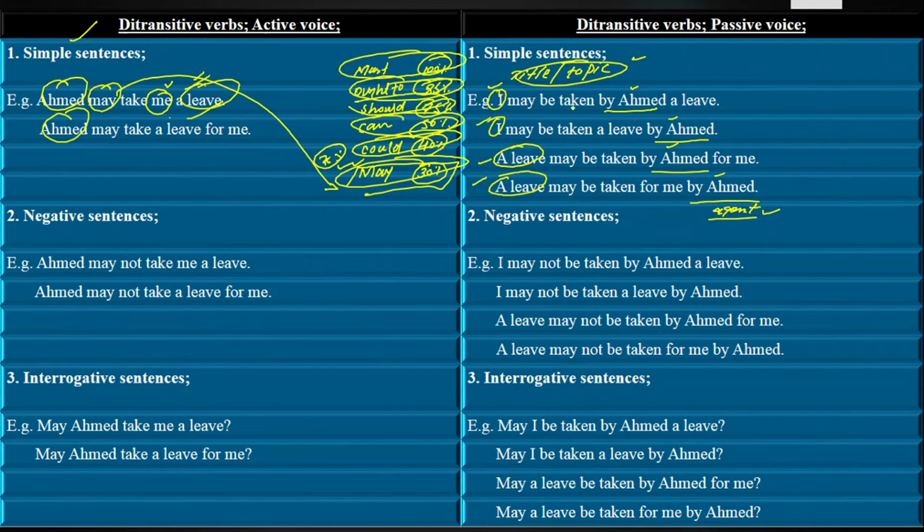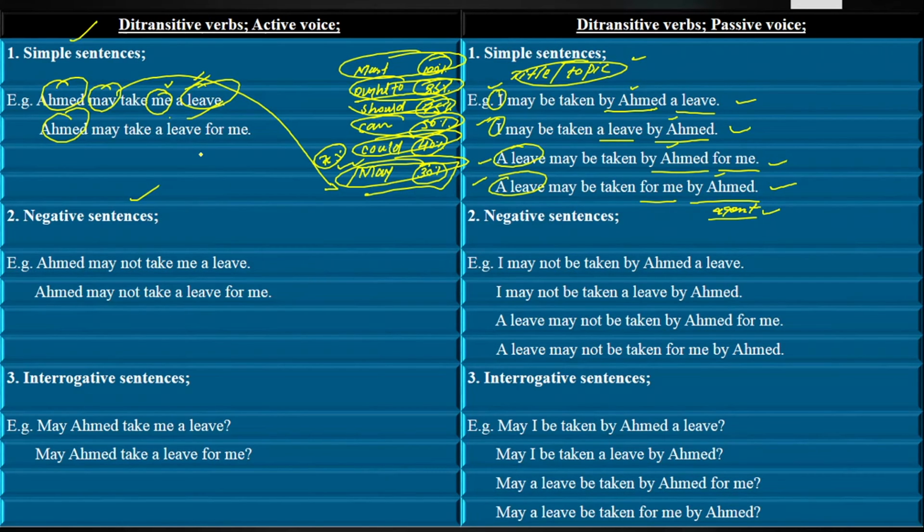And now see, I may be taken by Ahmad. If you bring the indirect object in place of the title subject in the first and second sentences, then by Ahmad comes at the beginning and a leave at the end, or a leave at the beginning and by Ahmad at the end. When you bring it in place of the subject in the third and fourth sentences, then by Ahmad comes at the beginning and for me at the end, or for me at the beginning and by Ahmad at the end. The sentences will be as follows: I may be taken a leave by Ahmad, I may be taken by Ahmad a leave, a leave may be taken by Ahmad for me, and a leave may be taken for me by Ahmad.